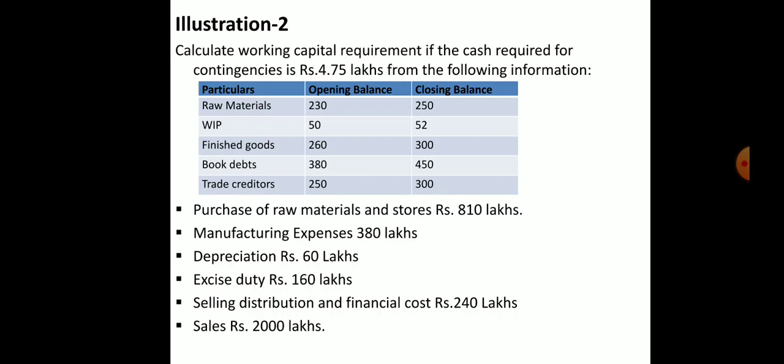Manufacturing expenses they have given, depreciation they have given, excise duty, and selling and distribution and financial cost is 240 lakhs, and sales they have given us 2000 lakhs. So total sales the company made in this year is 2000 lakhs. From this information, first we have to calculate the working capital cycle and working capital requirement. Before that, first we have to calculate, using this format, the cost of goods sold. These are the information they have given, that I have given in the note.